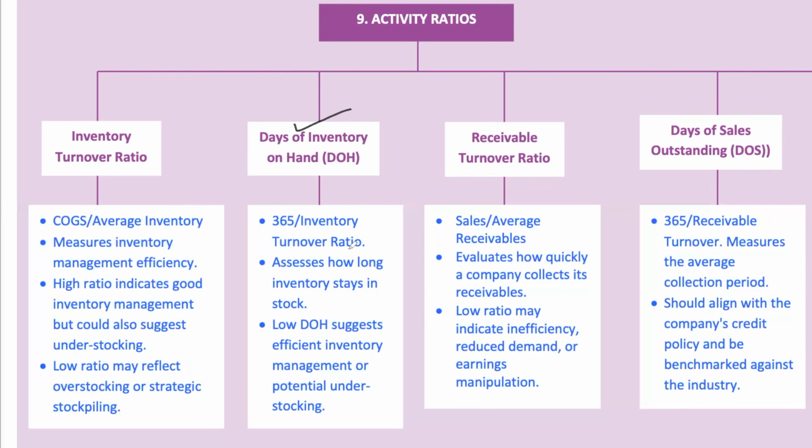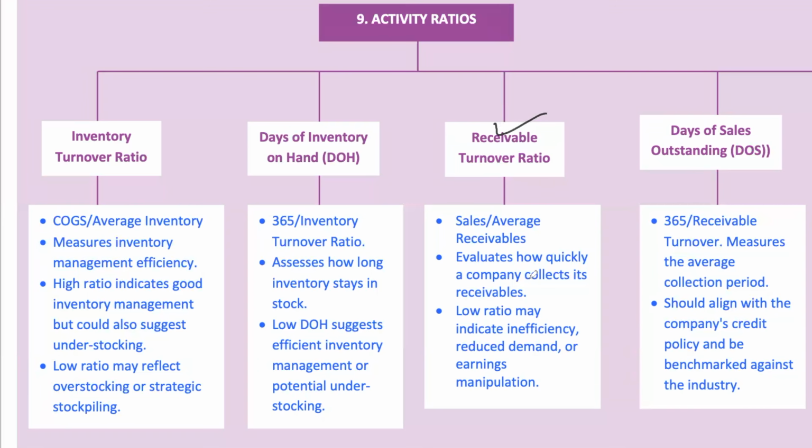Next, we have days of inventory on hand, DOH. This metric tells us how many days, on average, inventory is in stock before it's sold. A low DOH indicates efficient inventory management. Goods aren't sitting around collecting dust. But again, too low might mean understocking.